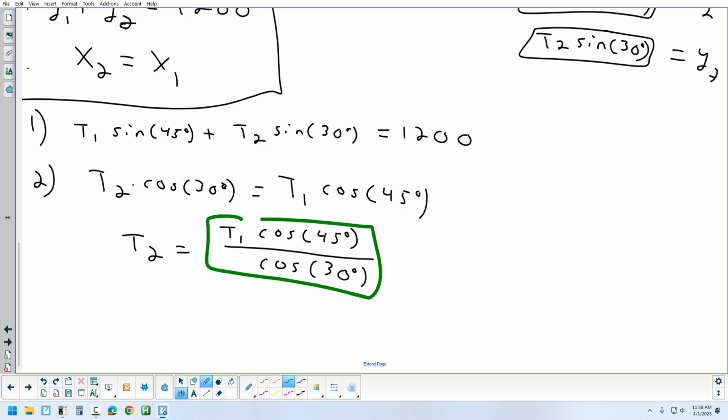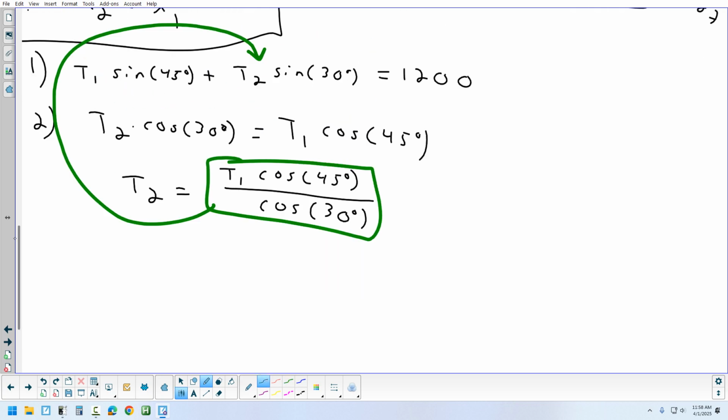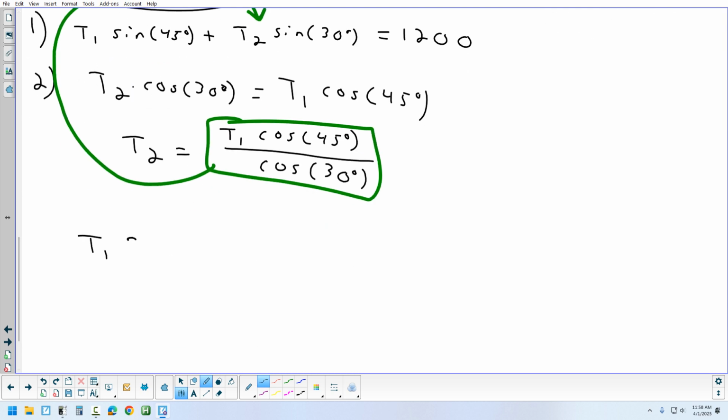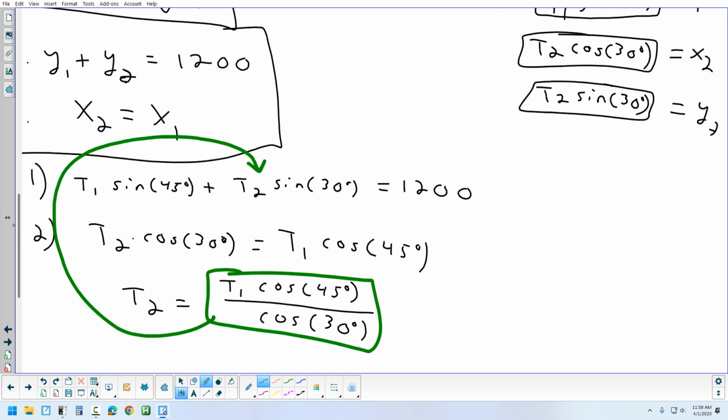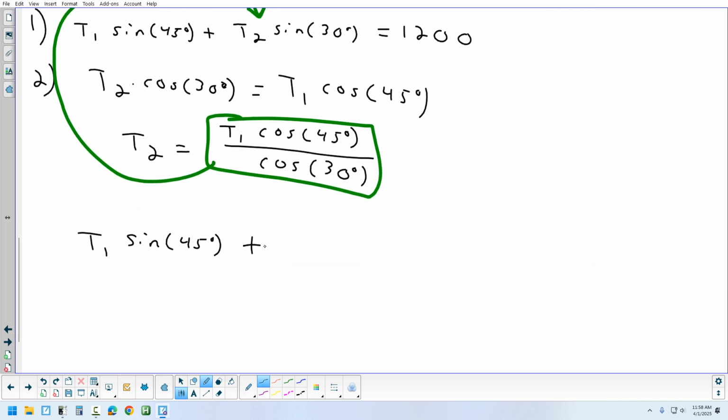Okay. So now we have a formula for T2. What are we going to do with that? Yeah. Plug into the T2 in the top equation. Yep. We're going to plug it in for T2 in the top equation. So now we've got T1 sine 45 plus, we're going to fill in T2. So it's T1 cosine 45, that's going to take the place of everything I just circled, T1 cosine 45 over cosine 30. And don't forget the sine 30 that's next to it.